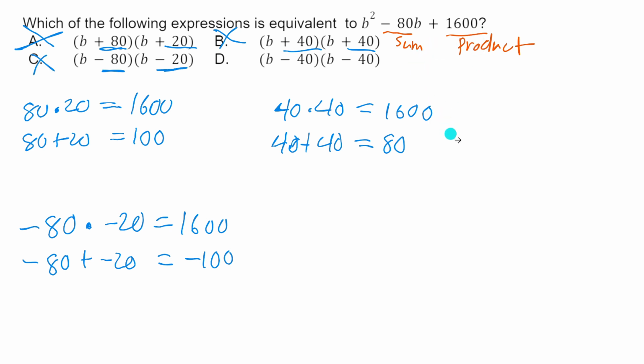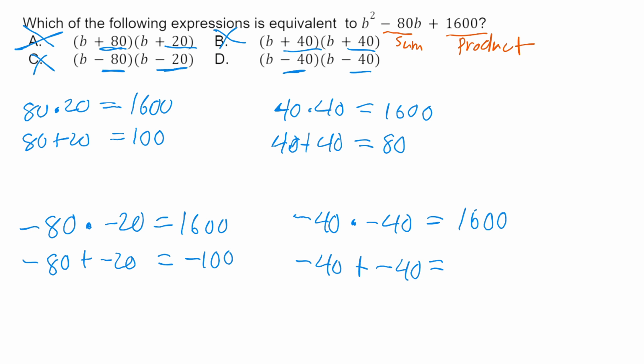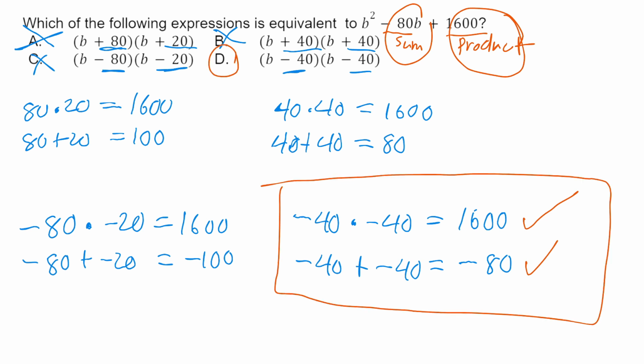Okay, let's go check letter D. We have here negative 40 and then negative 40. What is negative 40 times negative 40? Answer, 1600. It's positive, right? Because there are two negative signs. What about negative 40 plus negative 40? The answer is negative 80. So is this correct? Definitely yes. Our product is 1600 there, and our sum is negative 80 there. So our answer should be letter D.